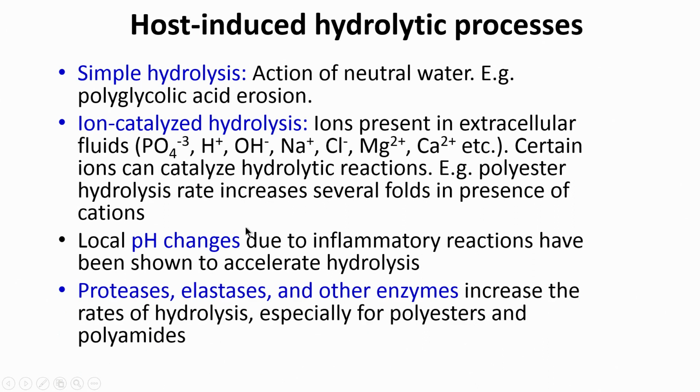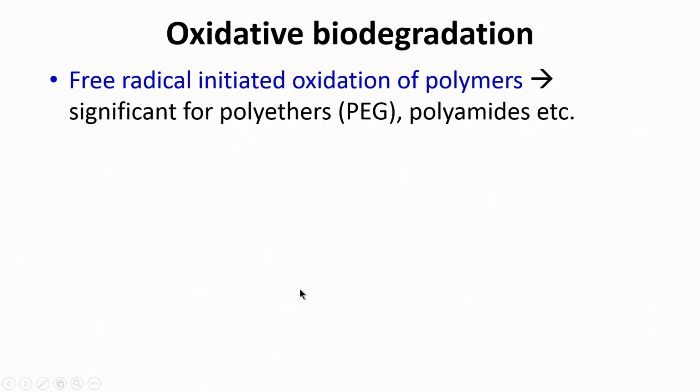And then of course, the body contains lots of proteases, elastases and other enzymes. These enzymes are specially designed so that they can degrade whatever their target is, and they can also act on your polymers, whether natural or synthetic, since most of these degradation backbones contain polyesters and polyamides. So, those things can also cause the host induced hydrolytic processes.